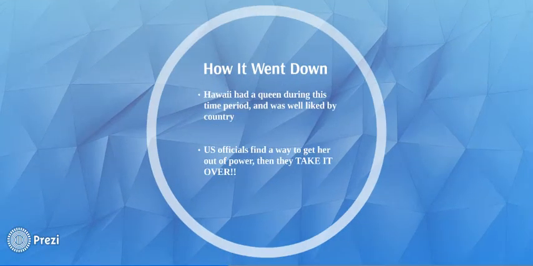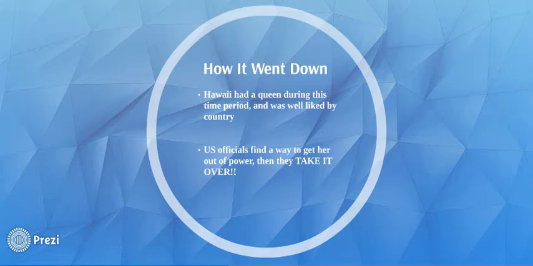Hawaii had a queen during this time period. I'm not even going to try to pronounce her name. Well, I'll try: it's like Queen Liliuokalani. It's something absolutely insane, like 20 letters long. I don't even know how to pronounce it. It is what it is. Bottom line, all you need to know is she was a queen during this time period, and she was very well liked by the native Hawaiians.